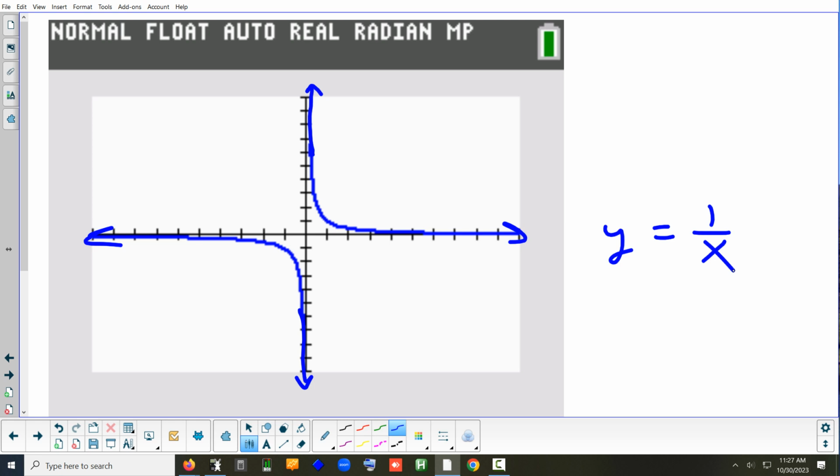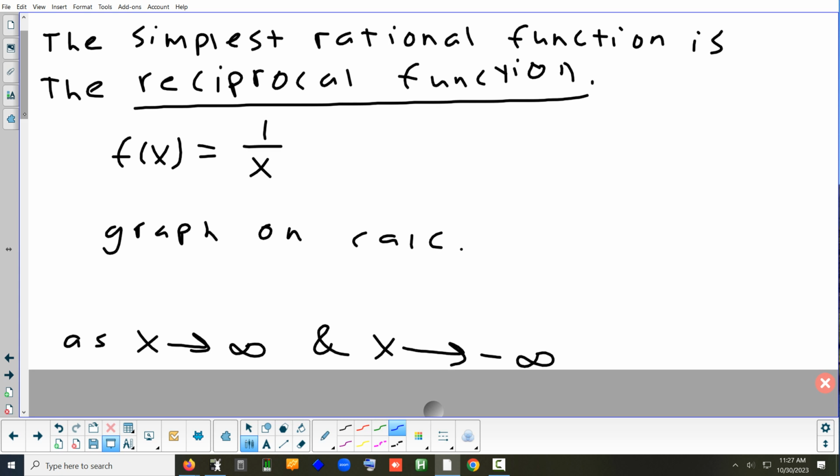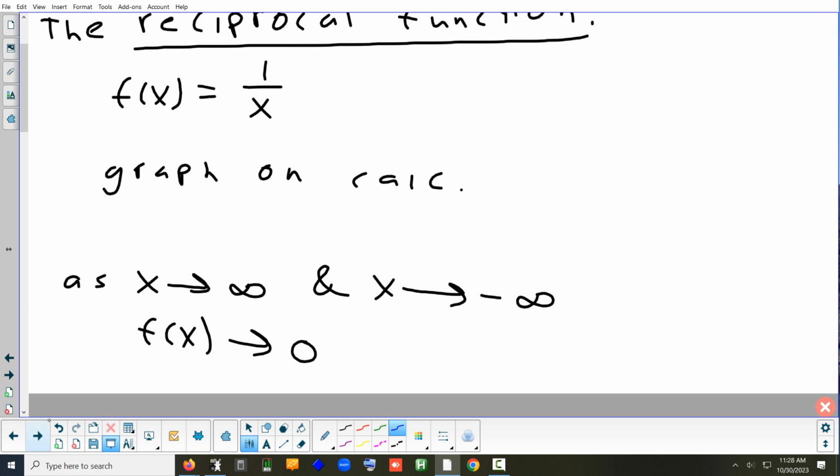Could you go back to the definition for 1 second? Thank you. So when we say that it approaches 0, what value is approaching 0 as you head to the right and to the left? The y value. And what's another name for the y value? F of x. Exactly. So as x heads to the right or to the left, the y value is getting closer and closer to 0.